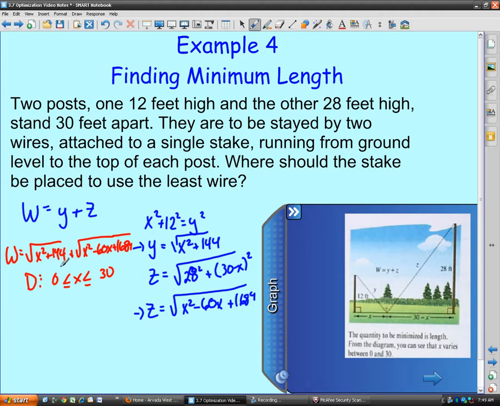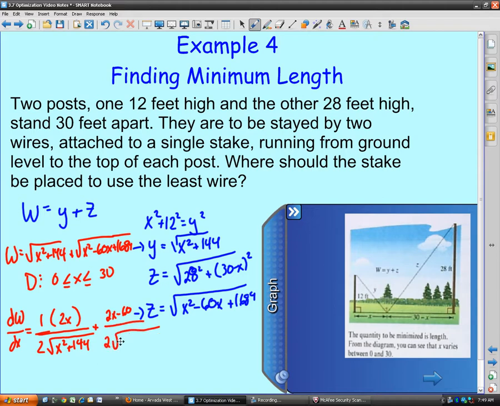So w with respect to x becomes, well, this is a chain rule, so differentiate the outside, which gives me a half. And then when I differentiate the inside, I get times 2x. And then on the bottom, the thing goes to the bottom, so that leaves me with x squared plus 144. Same idea is going to happen with this guy, except it's going to be 2x minus 60 all over 2 times the square root of x squared minus 60x plus 1684.